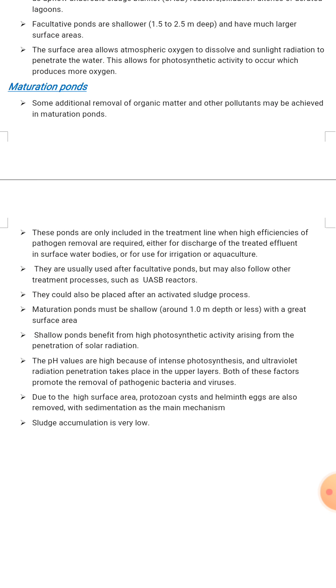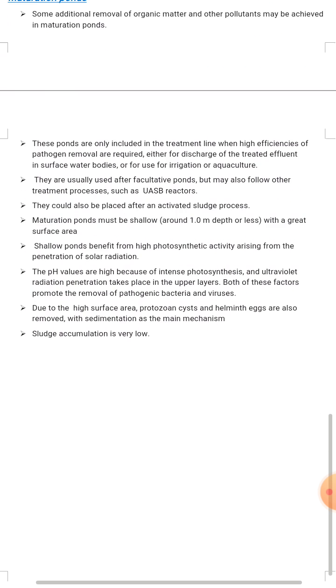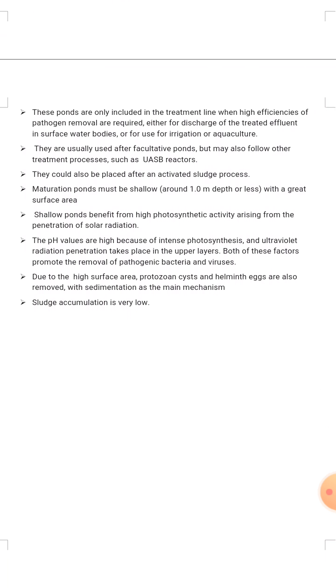Maturation ponds must be shallow with a great surface area. Shallow ponds benefit from high photosynthetic activity arising from the penetration of solar radiation. pH values are high. Due to the high surface area, protozoan cysts and helminth eggs are also removed, with sedimentation as the main mechanism. Here, sludge accumulation is very low.